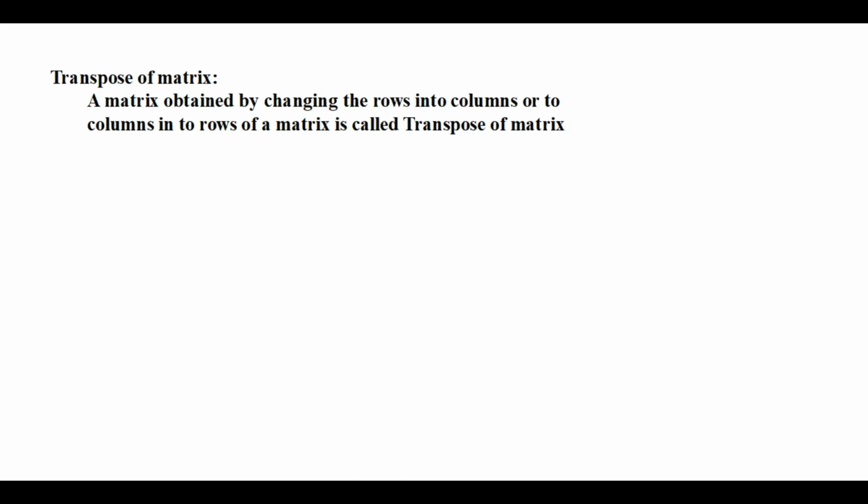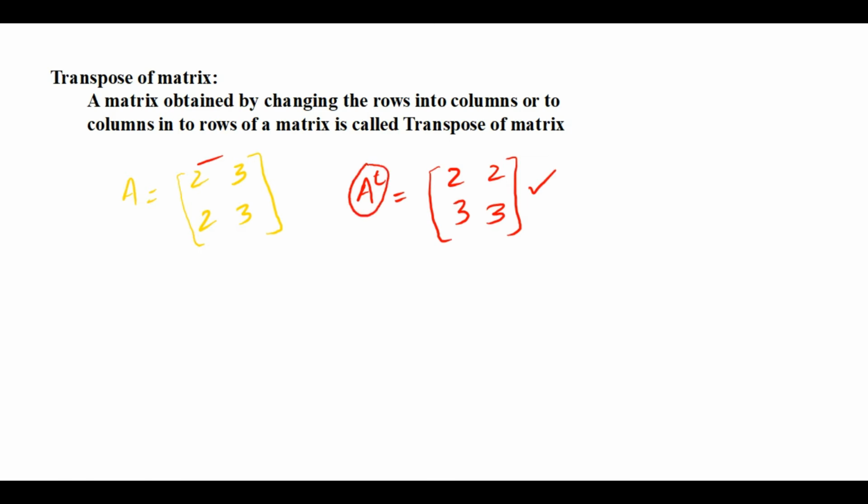Let's have an example. A is a matrix containing two rows and two columns. By changing the rows into the columns, we will get A transpose is equal to 2 3 and 2 3. So this result matrix is the transpose of A.